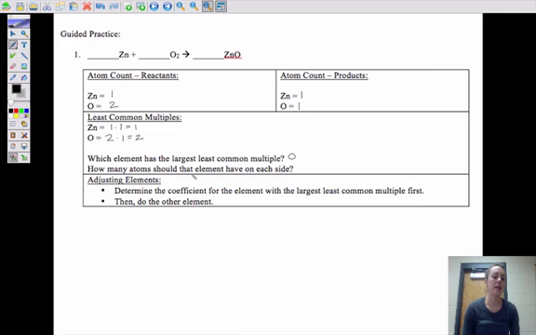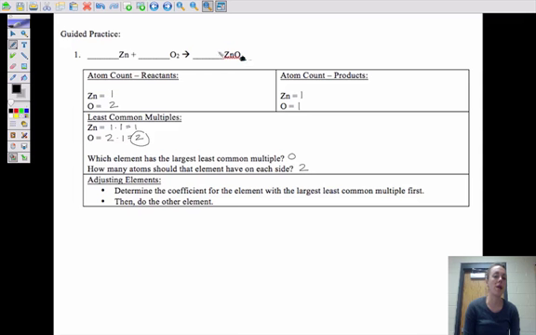And then how many atoms should that element have on each side? That's the answer to our least common multiples problem. That would be 2, so we're going to try to get 2 oxygens on each side to start. On the reactant side, we already have 2 atoms of oxygen, so we're not going to mess with that. But on the right side, I only have 1. Now you might be thinking, why can't you just put a 2 here and be done? Because you can't change the subscripts, so don't write that down.